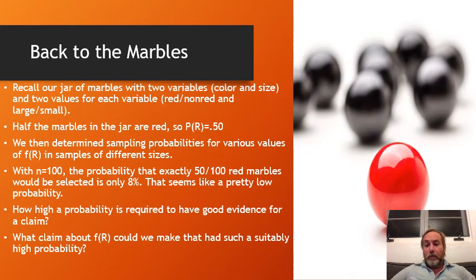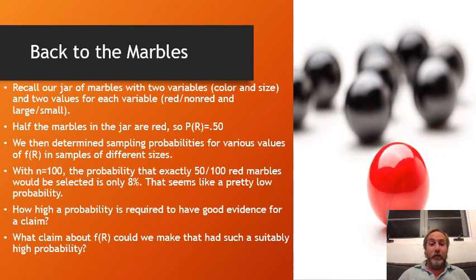So let's go back to the marbles, keeping it simple. Hopefully you should be familiar with our jar of marbles by now. We've got two variables, color and size, and each of those variables has two possible values. So a marble can be either red or non-red, and it can be either large or small.